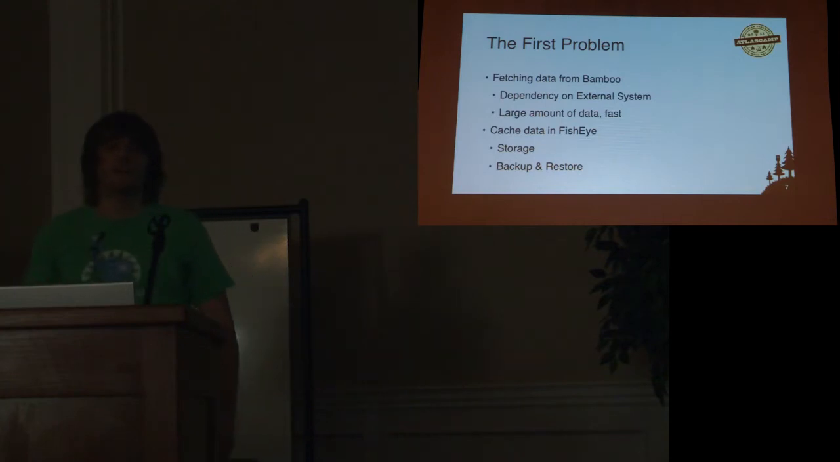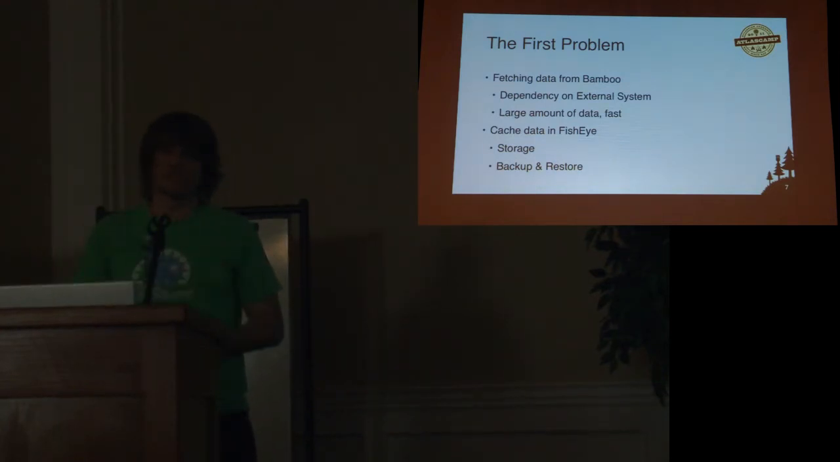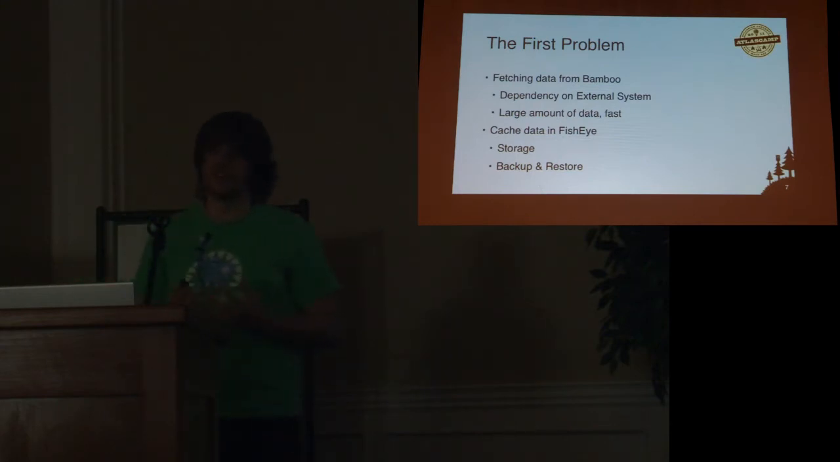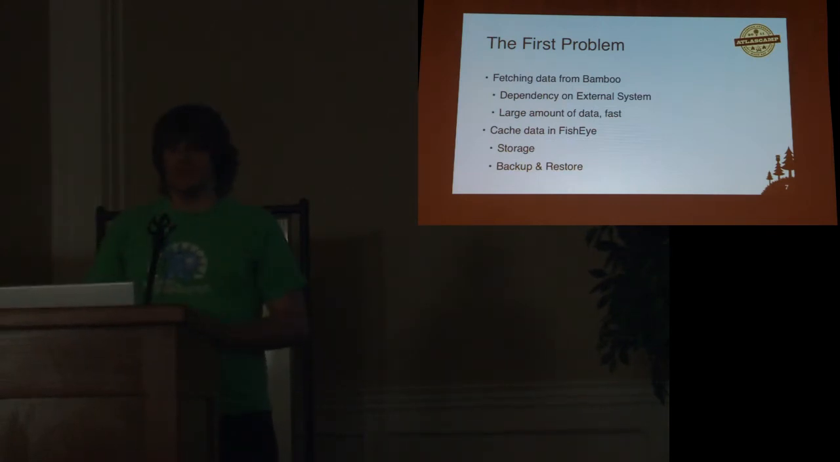So the first problem that I had with wanting to display this data in FishEye was that I had to fetch a lot of data from Bamboo. The commit graph fetches 100 to 250 change sets at a time, and I had to fetch data from Bamboo associated with those. So fetching them on the fly from Bamboo just wasn't an option. I didn't want to have an external dependency. If Bamboo was running slow or it was down, you could end up with timeouts. And again, I wanted a large amount of data fast. So I needed a way to cache it on the FishEye side. So I looked at a way to store that data, and ideally it would hook up into backup and restore of FishEye.